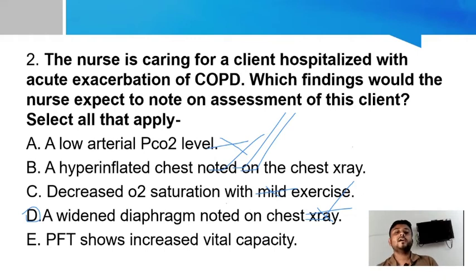Second is a hyperinflated chest noted on the chest X-ray. In case of a COPD patient, as I told, the old air or carbon dioxide related air accumulates in our lungs, so our chest will expand due to the hyperinflation of the lungs. So we can consider this second point a correct one. There can be more than one correct option, so we need to read each and every point.